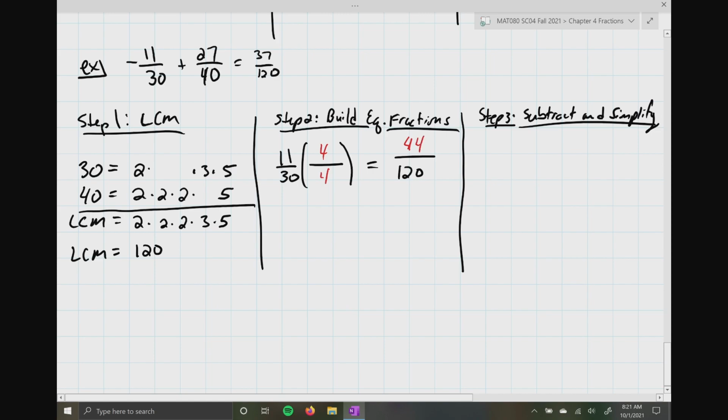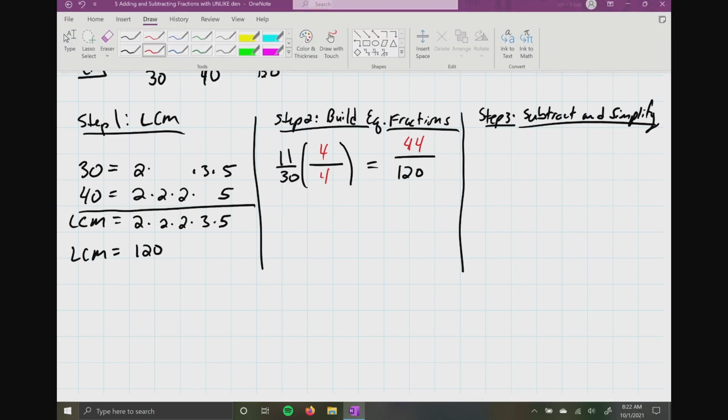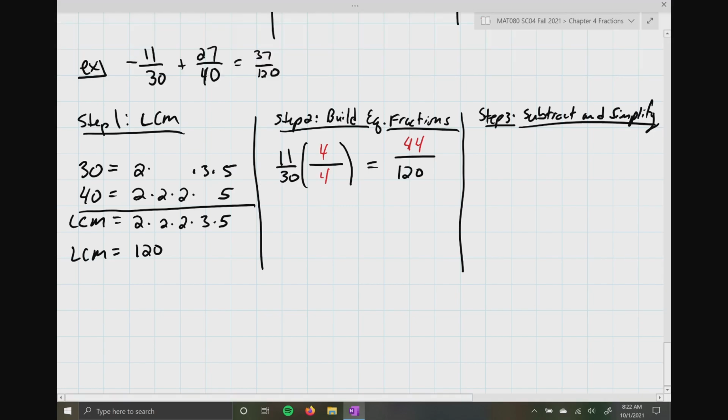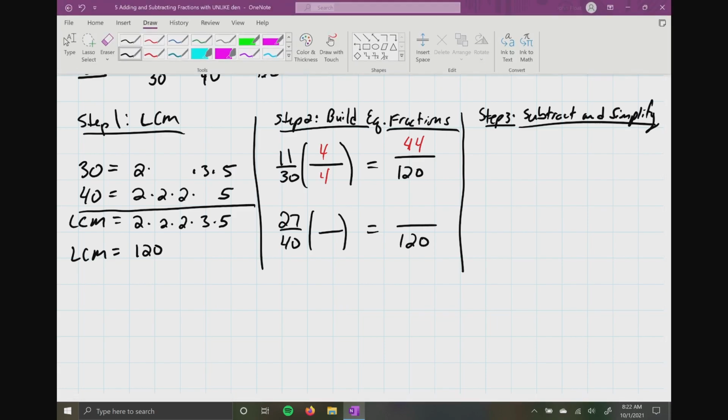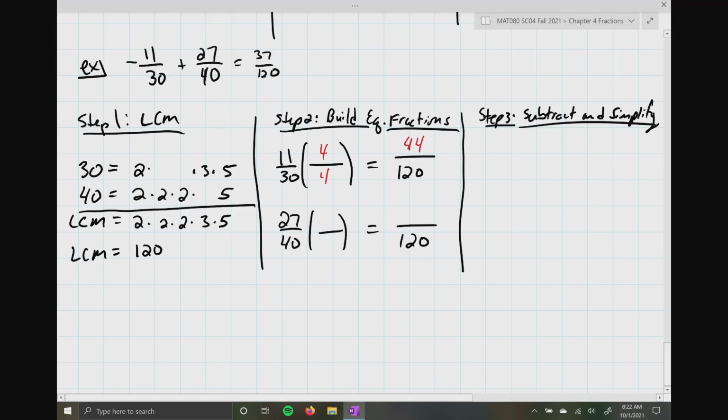Am I right so far? Okay. Now we need to do 27 over 40. All right. So here, they match, and they match. So the only number I need is a 3. So I'm going to multiply by 3 over 3. That's where I messed up. Okay, good. So 27 times 3 is 81. So now I'm going to rewrite, subtract, and simplify.